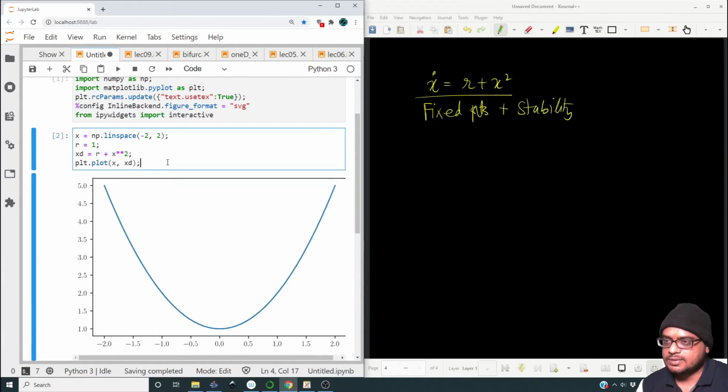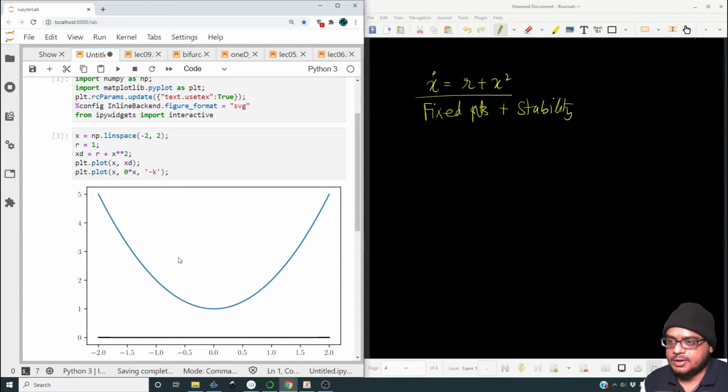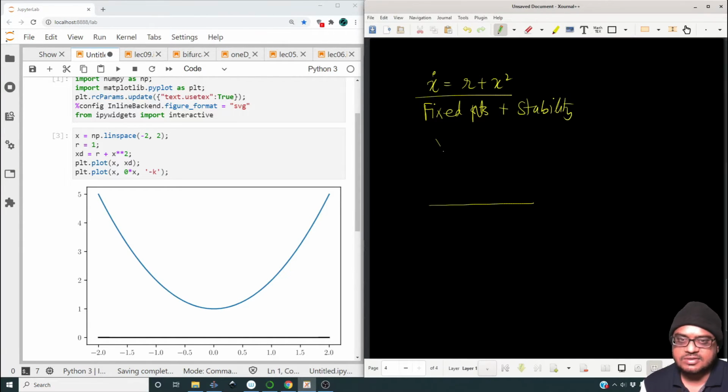Then we will do plt dot plot x comma x dot. So it looks something like this. For completeness, let us also plot the x-axis. So plt dot plot x comma 0 times x. Let us make it a black line. Alright, so we see that when r is positive, this curve does not cut the x-axis. So what is the meaning of this? When the curve does not cut the x-axis, it means there is no fixed point.